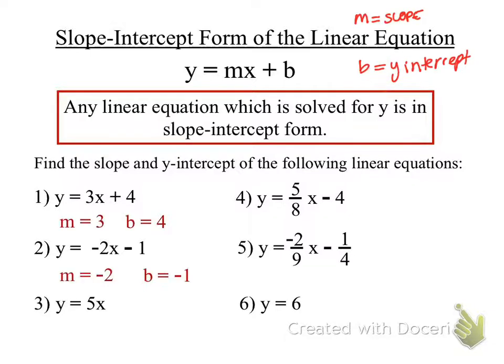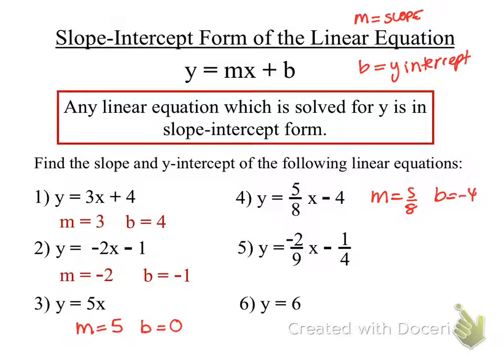Pause the recording. For number 3, what do we get? What is my m? Who's ready to try that one? M equals 5. Good. And what would be my b? There is no b, so it would be 0. Perfect. No b means it's 0. Okay, number 4, let's go with Mike. Your slope m would equal 5/8, and b would equal -4.